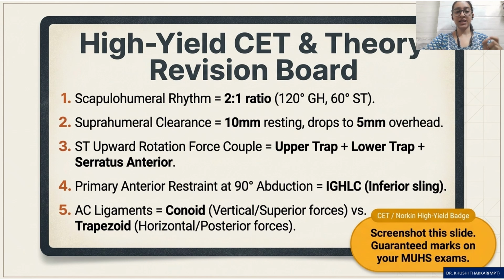The scapulothoracic joint upward rotation force couple is provided by the upper trapezius, lower trapezius and serratus anterior. The primary anterior restraint at 90-degree abduction is the inferior glenohumeral ligament complex. AC joint ligaments include two portions, the conoid part and the trapezoid part. Conoid is vertical and prevents superior forces, versus trapezoid, which is horizontal and prevents posterior forces. Okay, now your shoulder basics are very clear. If you understand this properly, the kinematics becomes much easier, which we will be discussing in the next part.